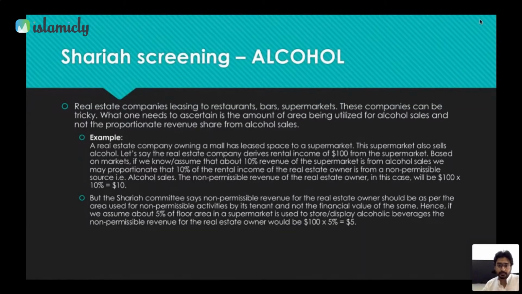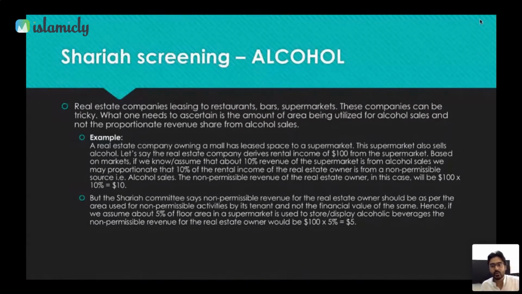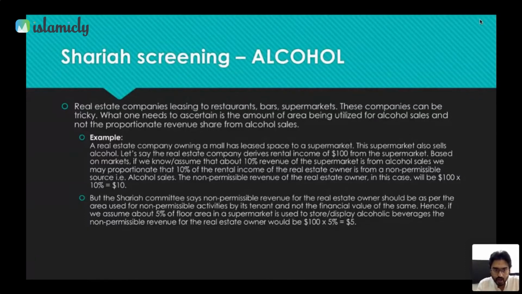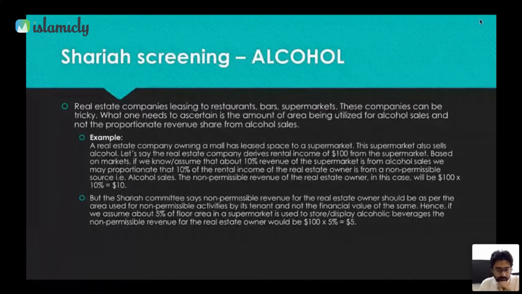Now, let's look at the second paragraph. What the Shariah committee says is that non-permissible revenue for the real estate owner should be as per the area used for non-permissible activities by its tenant and not the financial value of the same. Hence, if we assume about 5% of floor area in the supermarket is used to store or display alcoholic beverages, the non-permissible revenue for the real estate owner should be $100 into 5%, which is $5. It's clear? Okay, let me tell you in some other words.